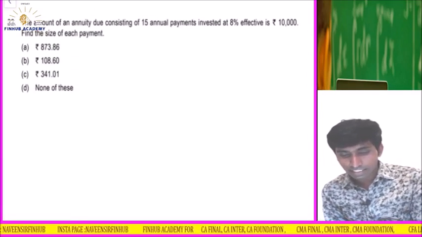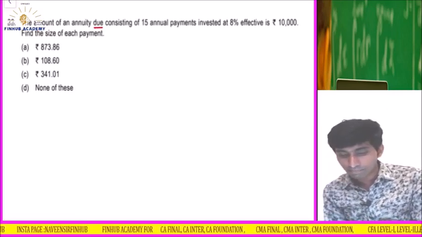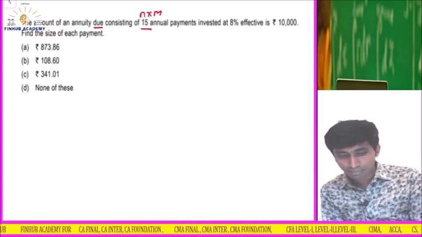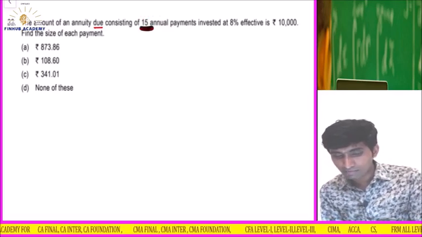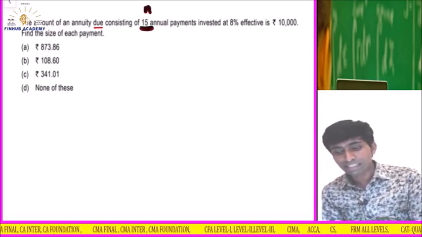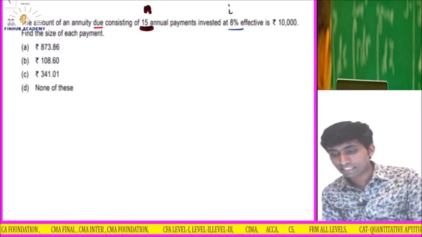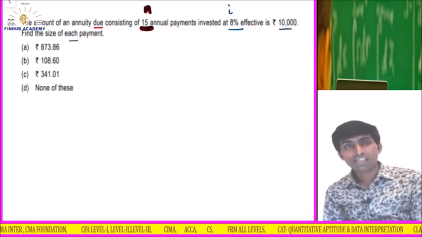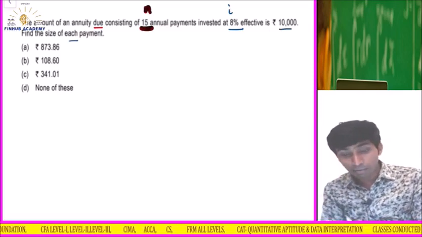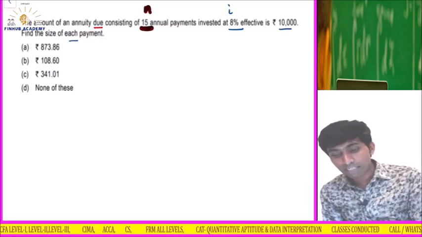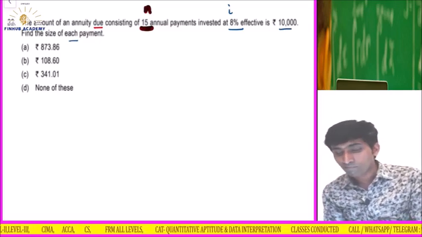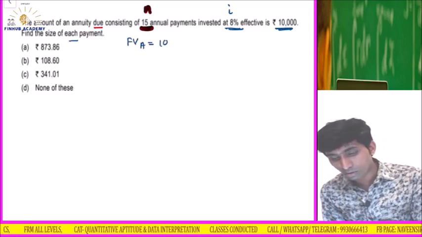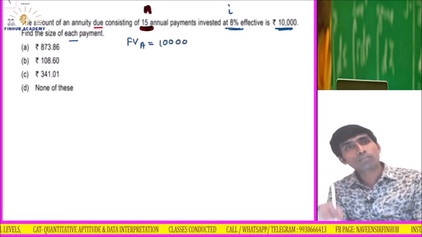The amount of an annuity due, so it is starting from 0, consisting of 15 annual payments. n into m is 15, annual payments. So n is 15, 15 payments invested at 8%, means i is 8%, effective rate. The amount is 10,000. Find the size of each payment. Means 15 times you will pay something at 8%, and in future you will get 10,000. So the future value of annuity is 10,000. This I know, so I will apply the formula for future value of annuity.